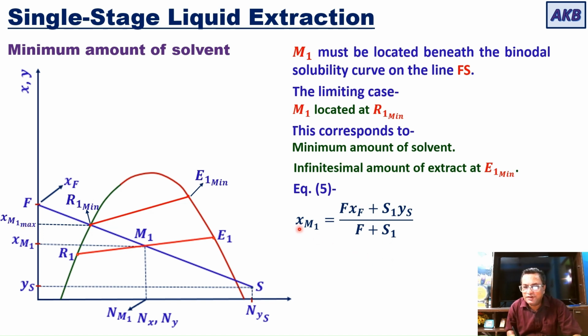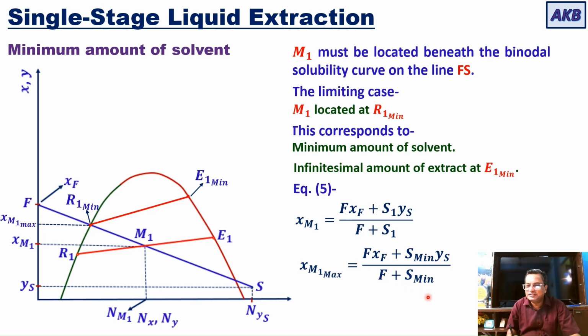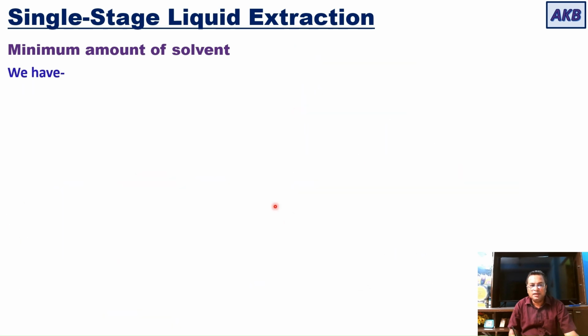So if I replace xm1 in this equation with xm1 max, S1 will be the minimum solvent that is being used. So xm1 max, if used in the equation, will be transformed to this form: F xf plus S minimum into Ys, divided by F plus S minimum. In that case, we are going to get the minimum amount of solvent after solving this. So xm1 max is equal to F xf plus S minimum into Ys divided by F plus S minimum.